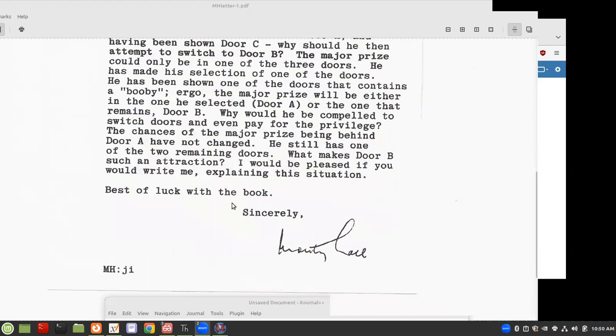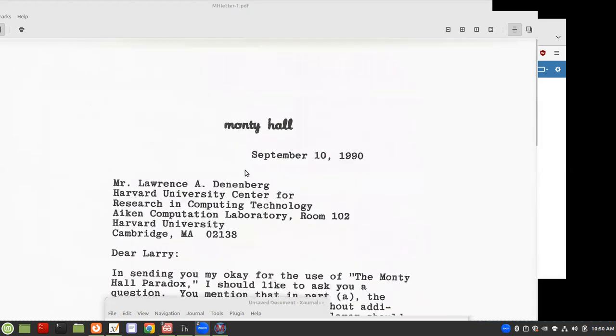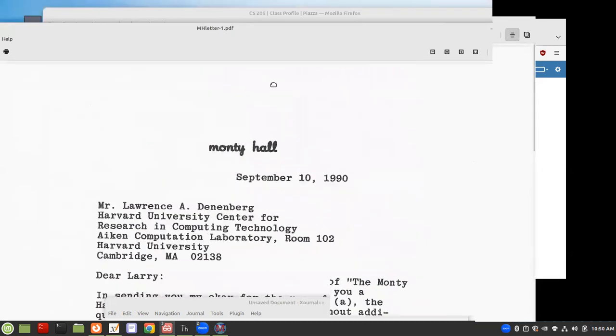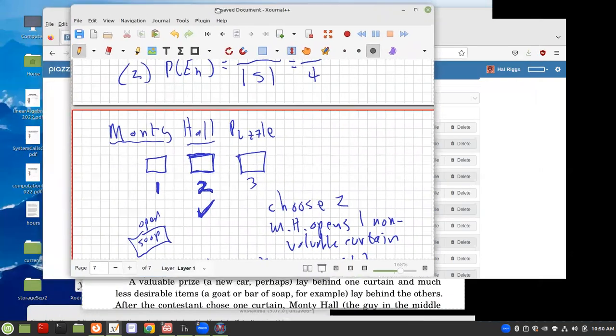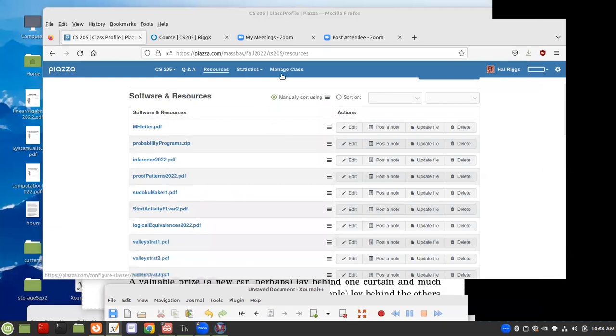But this made a big difference for the TV show, because if the people had understood what was actually going on in the Monty Hall puzzle, there would have been no hesitation about their strategy, and the game show would have lost more money and lost a lot of its interest. So it was just an interesting situation. That's why this letter is up here, connected to the Monty Hall puzzle.